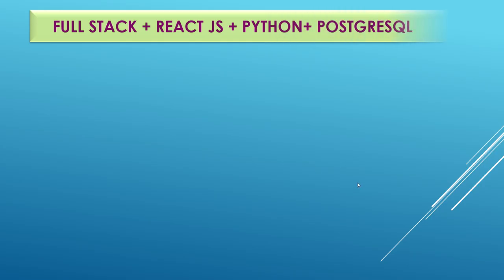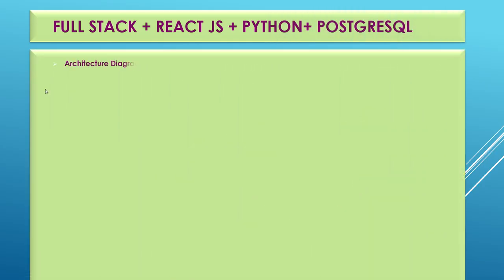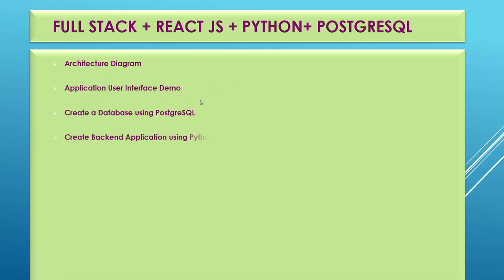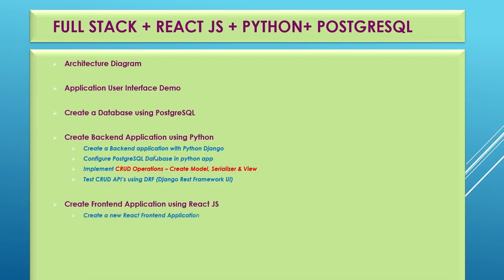So these are some steps which we are going to follow. These are some points which we are going to see in sequence. First we will see the architecture diagram. Next I will show you a small user interface demo. Next we are going to create the database on the PostgreSQL side, and these are some backend steps which we are going to follow. We will create a backend application using Python Django.